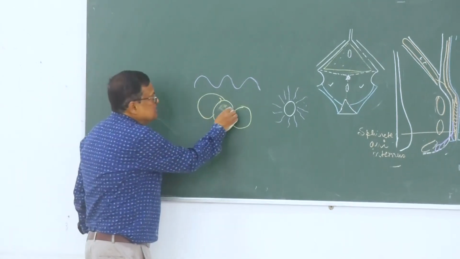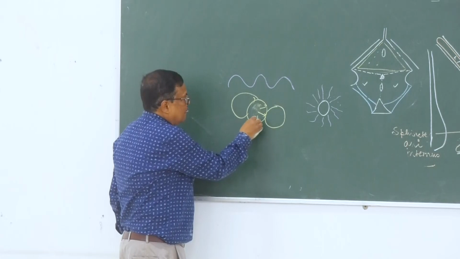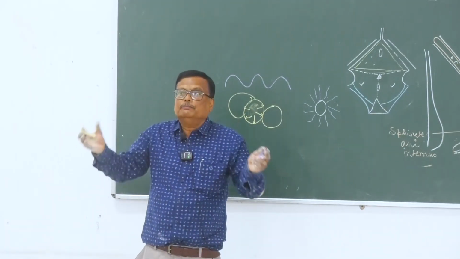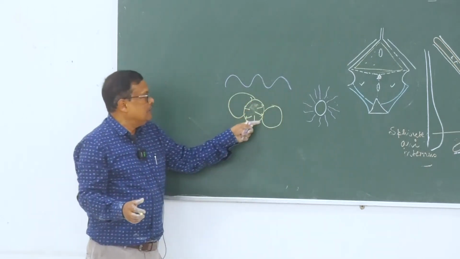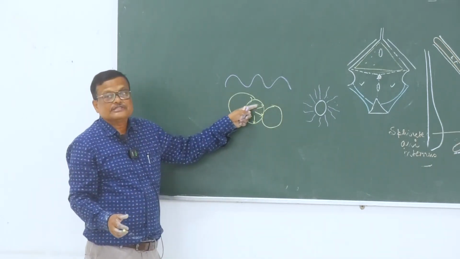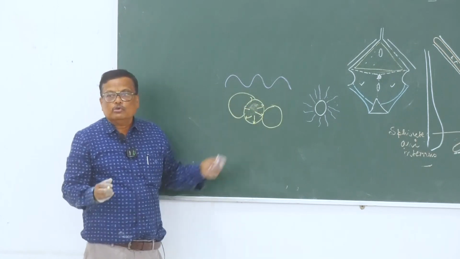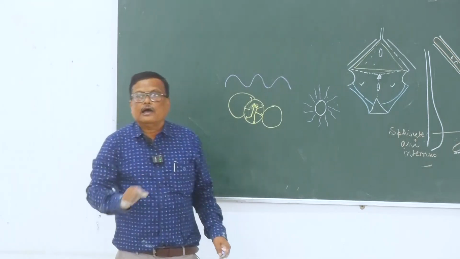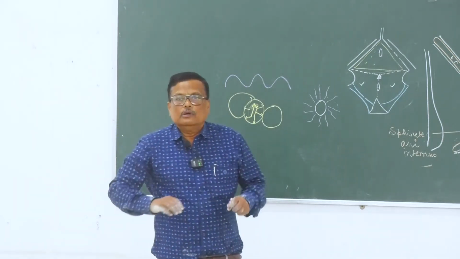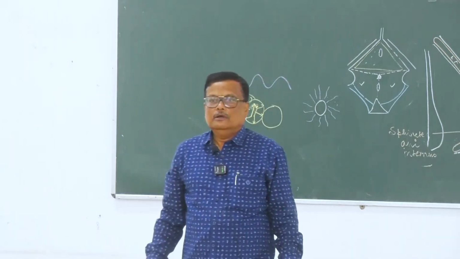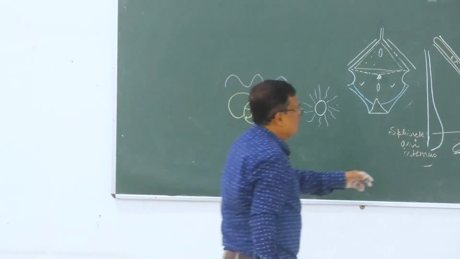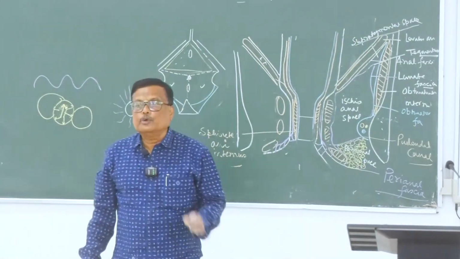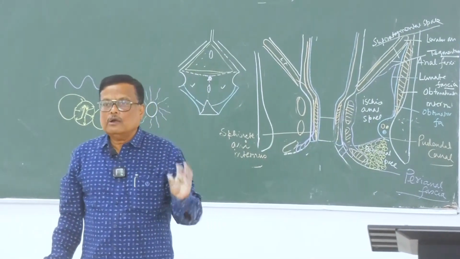And it tries to give pressure on the wall, but it cannot burst open because it is completely surrounded by strong, complete septa. So the pressure within these loculi is very much increased, irritating the nerves here, causing tremendous pain. So if there is an infection or an abscess here, it is very painful.